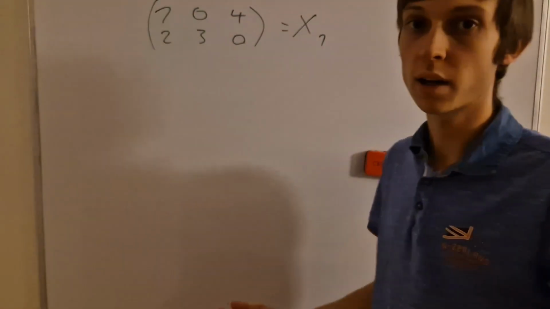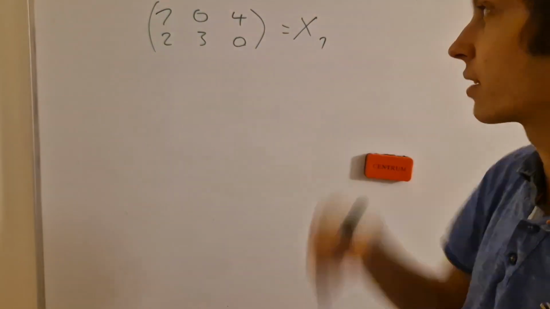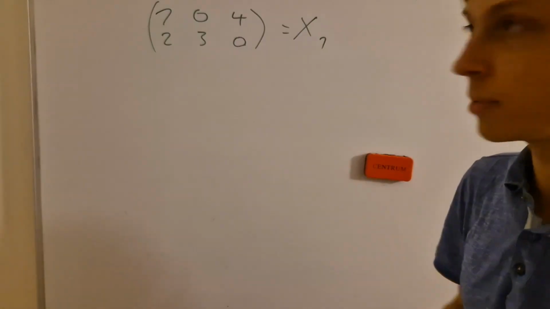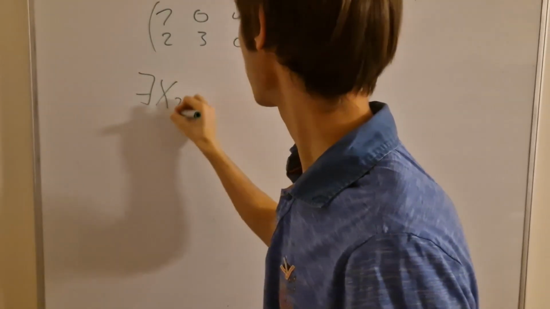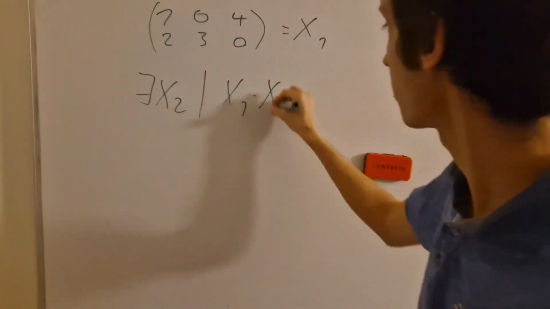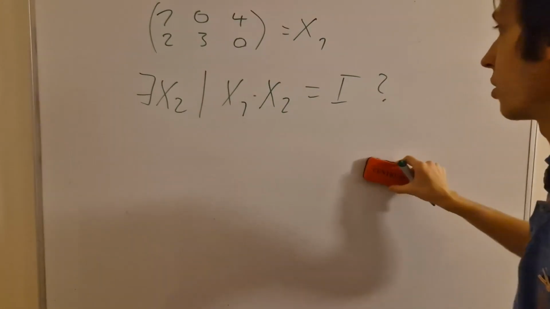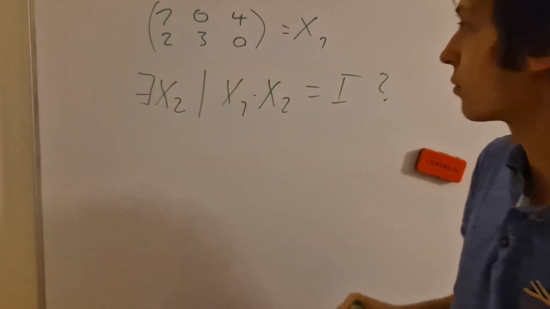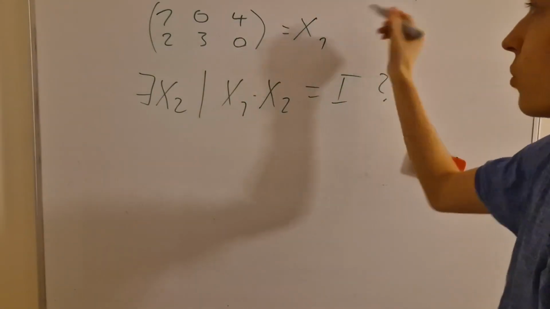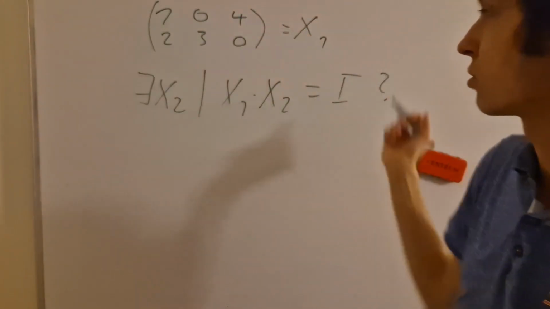Greetings. In this one, let's discuss whether this matrix has a right inverse. That means, does there exist some x2 such that if we multiply x1 by x2 on the right side, it will equal the identity? So this is the question, and note that it's on the right side of x1. We want to find some x2 that we multiply this matrix by on the right.